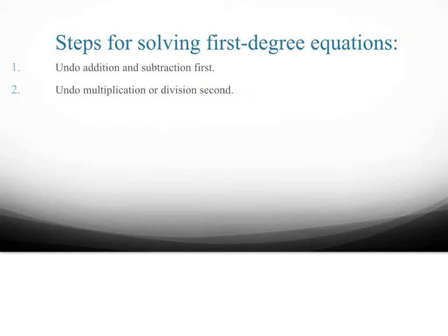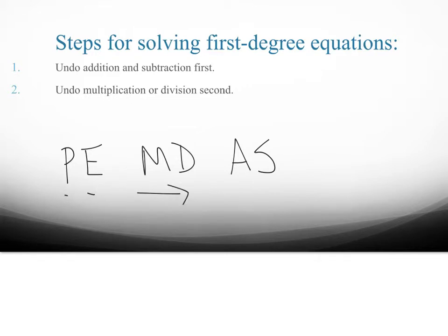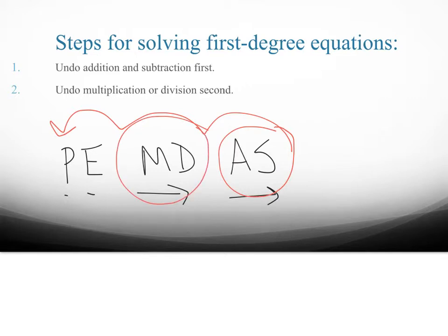When we solve a first-degree equation, we're undoing the order of operations. So recall that the order of operations, please excuse my dear Aunt Sally, says to first do parentheses and then exponents, do multiplication and division in order from left to right, and addition and subtraction in order from left to right. So if I'm undoing that, if I'm going the opposite direction and solving the equation, then the first thing that we have to undo is the addition or subtraction. And then the next thing that we'll undo is the multiplication or division.